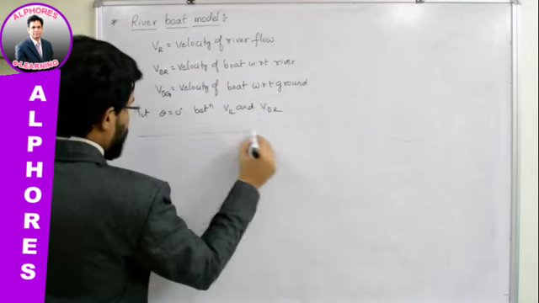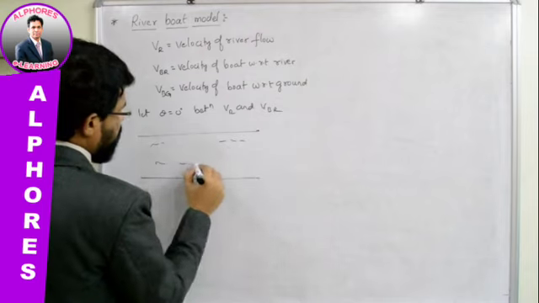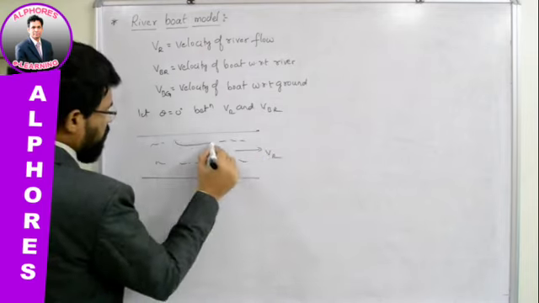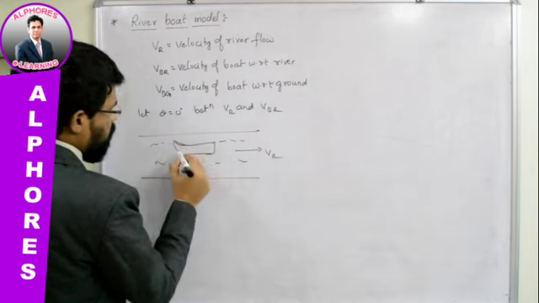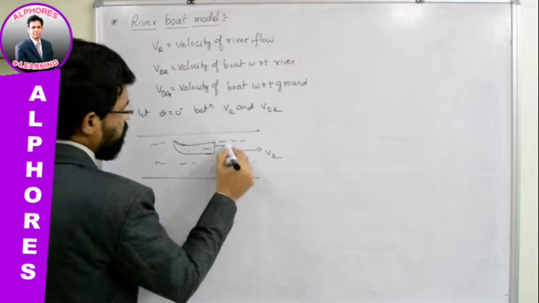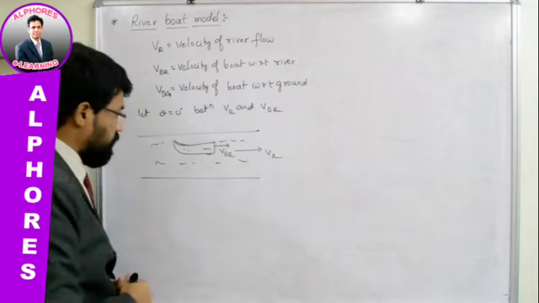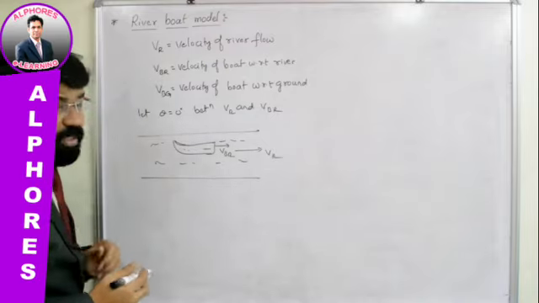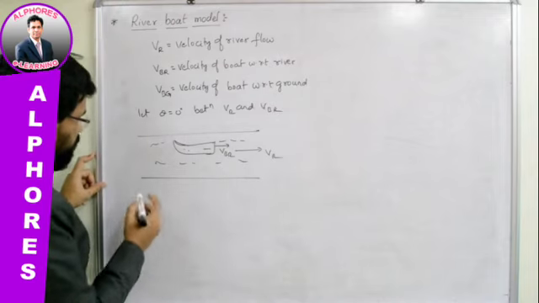It means if river water is flowing along this direction with a velocity VR, along the same direction the boat is also moving, with velocity of boat with respect to river. So both are along the same direction. In this situation, what happens? What will be the resultant velocity, the velocity of boat with respect to ground? Let us try to understand that.